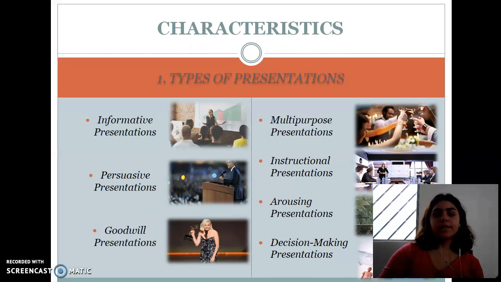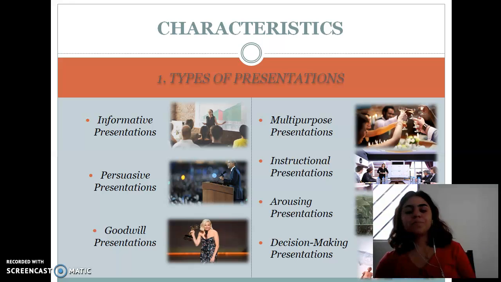The first one is the types of presentations. We have a lot of them, but here are the most important ones and the most common ones. The first one is informative presentation. The second one, the persuasive presentation. The third one is the goodwill presentation. The 4 is the multipurpose presentation. The 5 is instructional presentation. 6, arousing presentation. And the decision-making presentations is the last one.